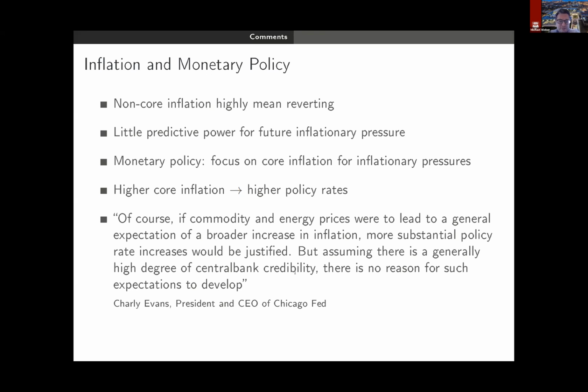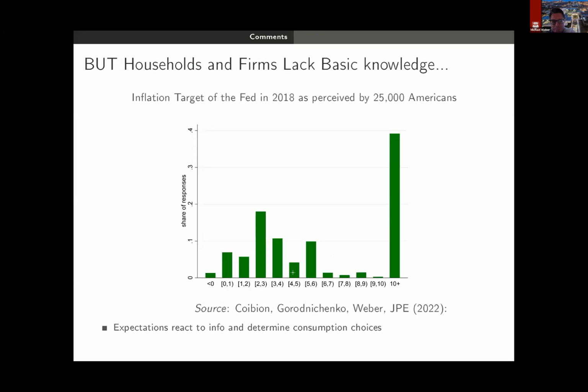Now, at least when it comes to ordinary people, and we've done quite a bit of work on trying to understand how households and firms form inflation expectations, the idea that people have well anchored expectations and would actually have an idea what the Fed inflation target is, I think it's a little bit far-fetched. Which of course might also mean that the credibility is maybe not as high as at least the monetary policymaker would wish for.